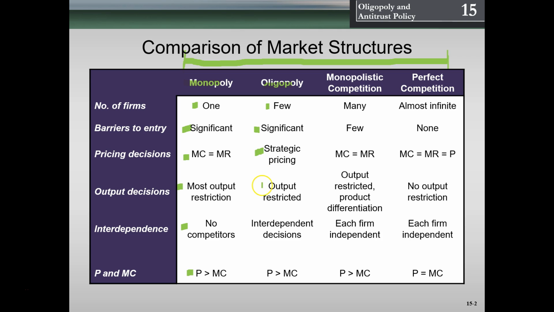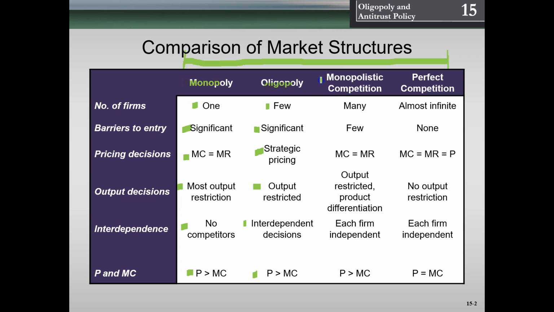And output decisions, we're going to have output restrictions again. So unlike perfect competition, we're still going to have some restrictions. Interdependence, meaning the decisions that somebody else makes have a big impact on us in an oligopoly. And then price and marginal cost, price is going to be greater than marginal cost.